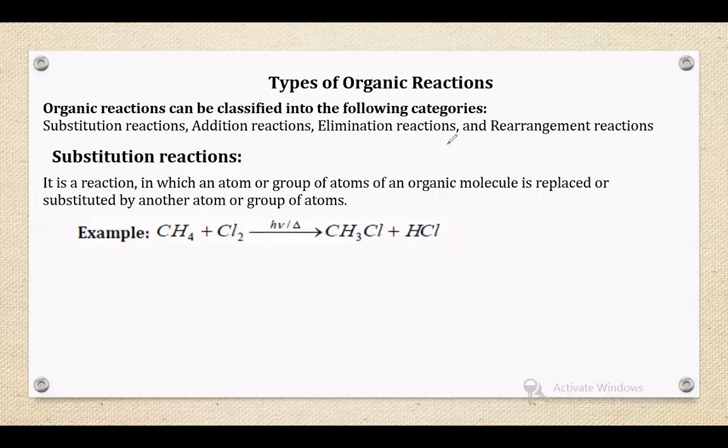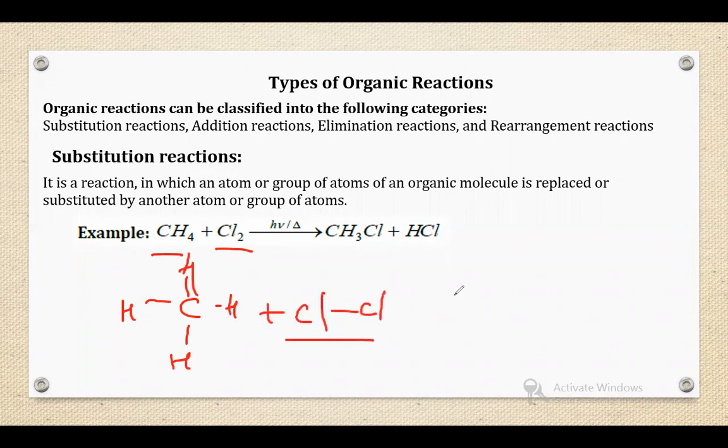Example, if you see an example, you will understand. CH4 is methane and Cl2 is chlorine. Carbon will be having the 4 hydrogens. Here, out of the 4 hydrogens, one is replaced by chlorine from the Cl2 group, Cl and Cl. So in presence of sunlight, chlorination by the free radical mechanism will take place, and one of the hydrogens is replaced by the chlorine.